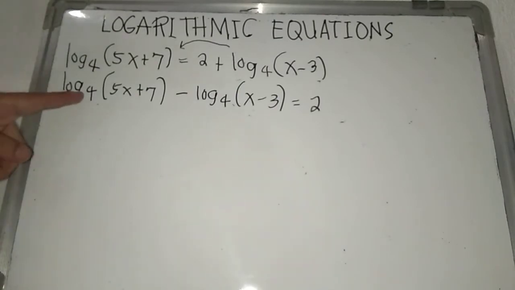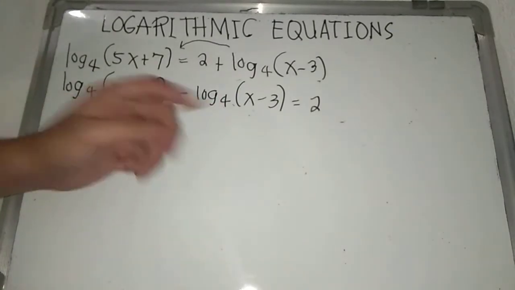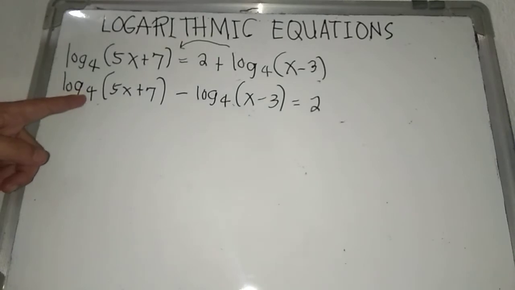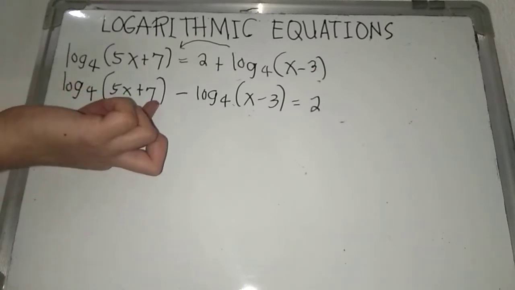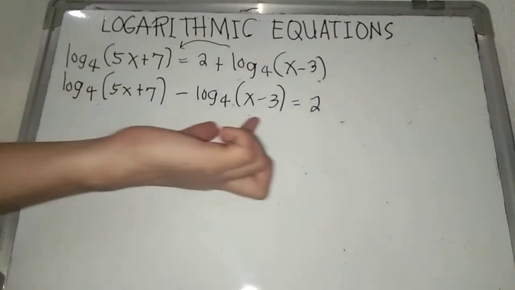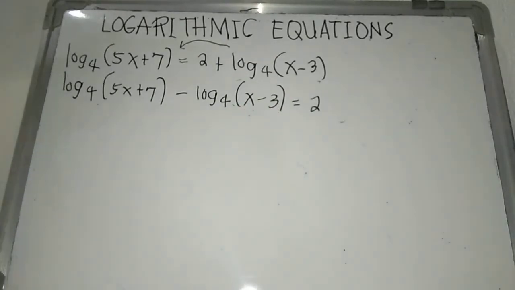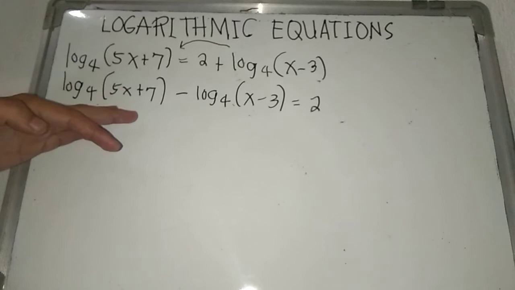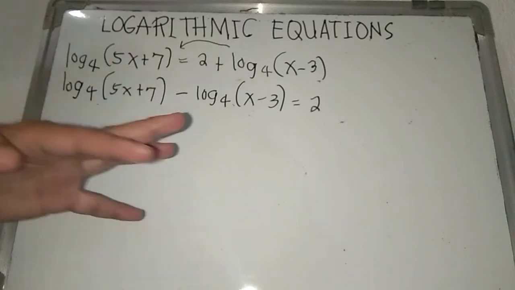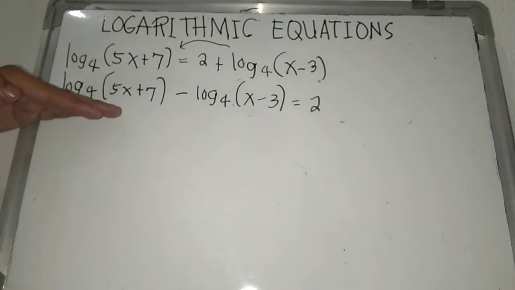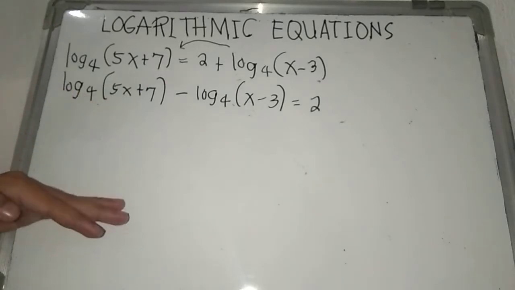Now our base here is 4, and it's impossible that our base is an element of a negative number or 1, so we are going to avoid those things. And also, the value inside the parentheses of a log expression must be an element of the positive numbers. Now, why are we doing this? Why are we transposing all the logs to the left and all the constants on the right? So that we can use the laws of logarithm.